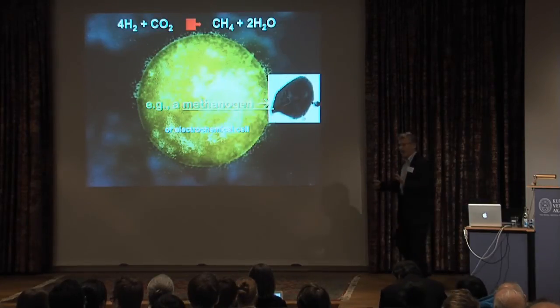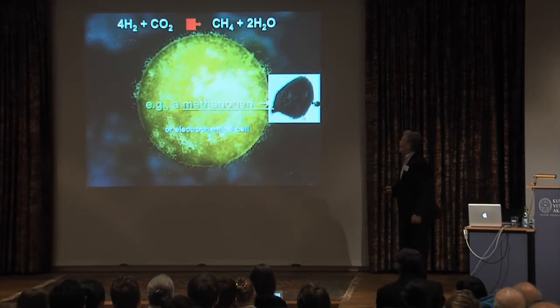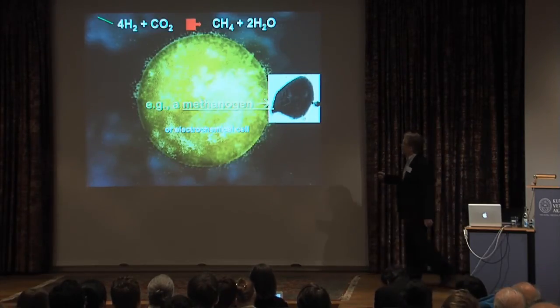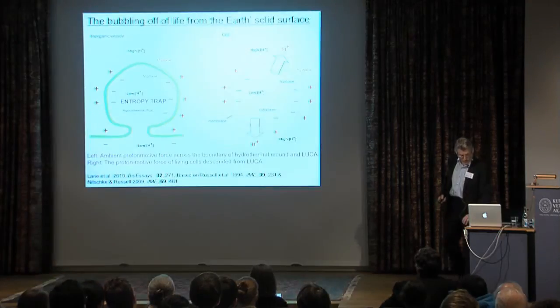So we could think of this, and I don't want to take this too seriously, because I don't think methanogens were very early anymore. But basically, here's the reaction, and the world can do it pretty well geochemically. Hydrogen plus CO2 makes methane plus water. So we can think of this a bit like a methanogen. Here's the methanogen, or an electrochemical cell. The output, as I say, between 0.5 and 1 volt.